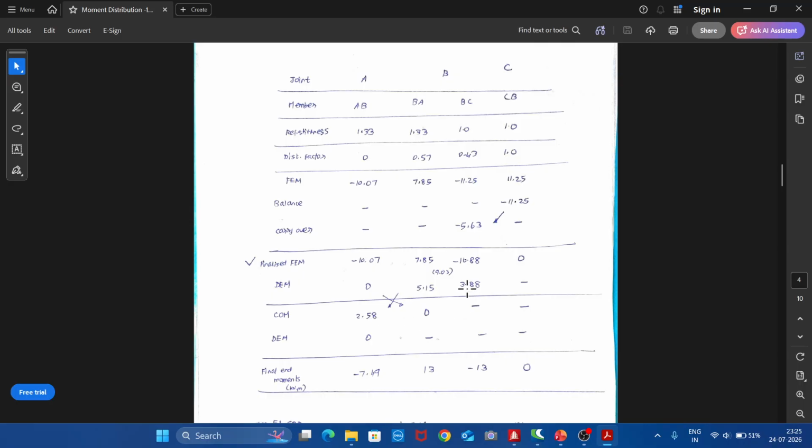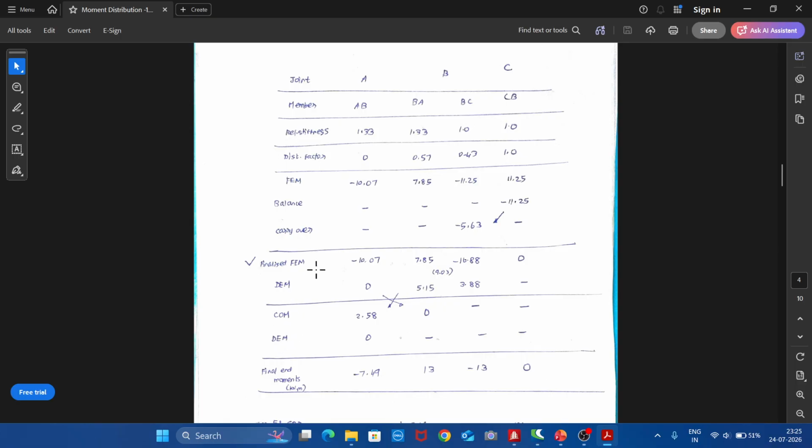Then here 3.8, half needs to be carried over, but we have closed this path because this is freely supported and we have made it 0. There won't be any carryover. Similarly, from here also there will be no carryover. So from here also there will be no carryover. This should not be carried over, and here there is no carryover.